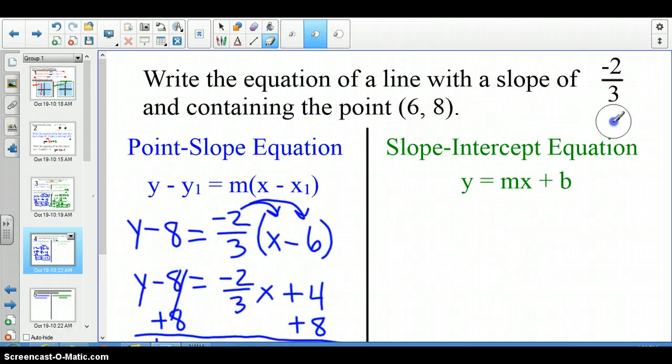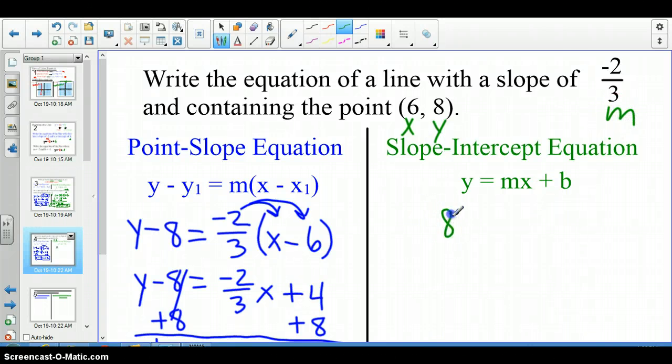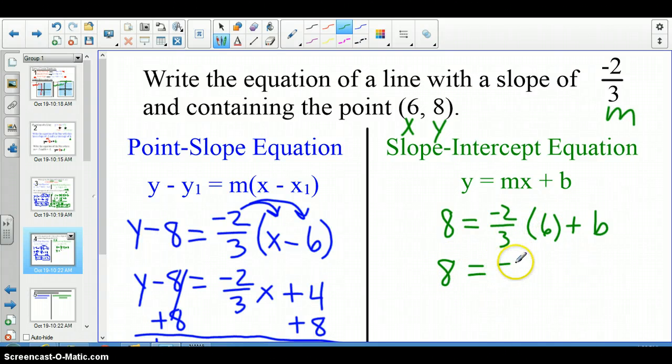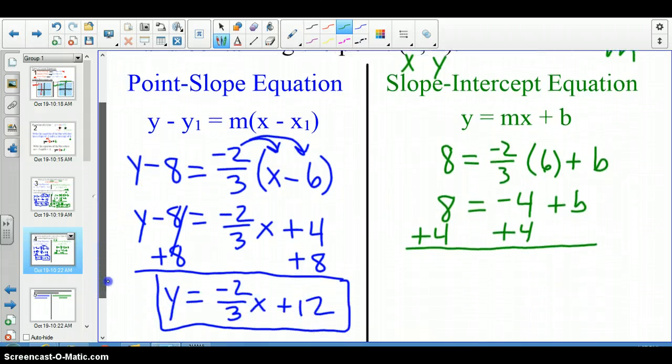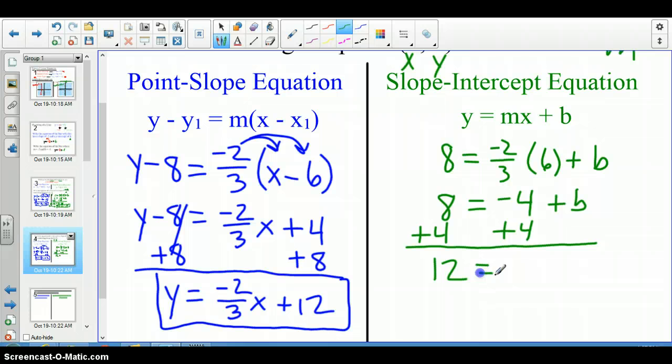Now I'm going to do this next problem using slope-intercept, so x, y, and m. Y is 8 equals my slope of negative 2/3 times 6, which is my x, plus b. We'll multiply on the right side. Negative 2/3 of 6 is negative 4 plus b. Add 4 to both sides to get b all by itself. We want to isolate it because that will tell us what our y-intercept is.